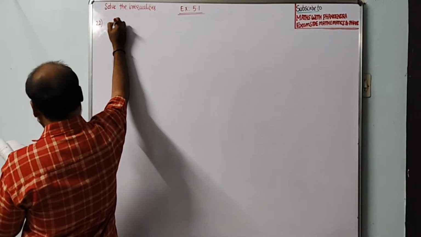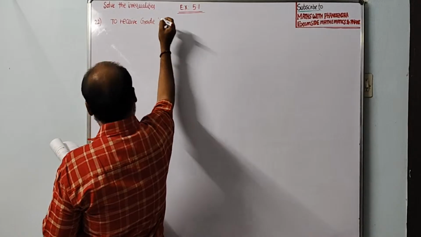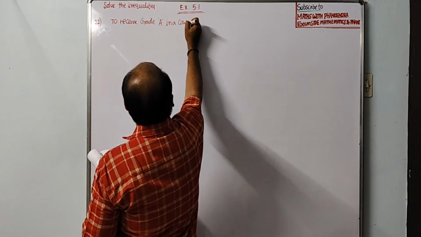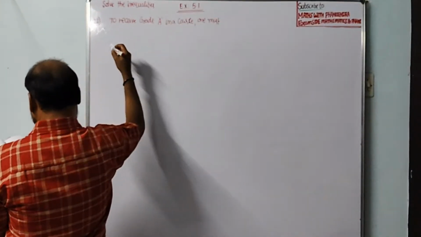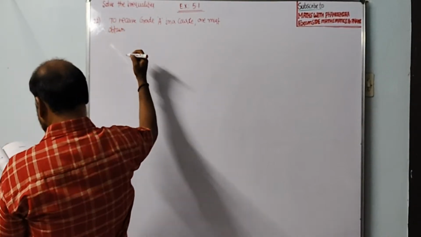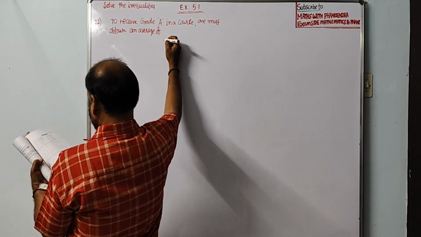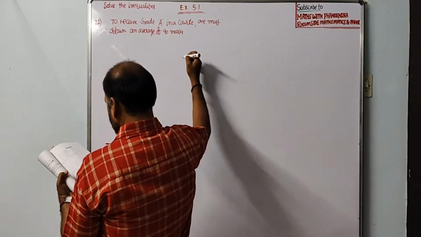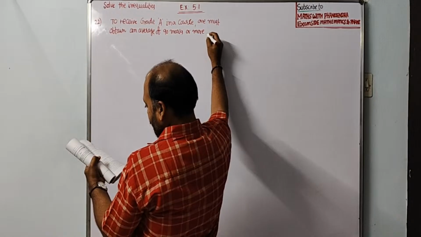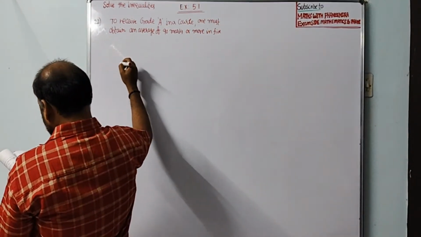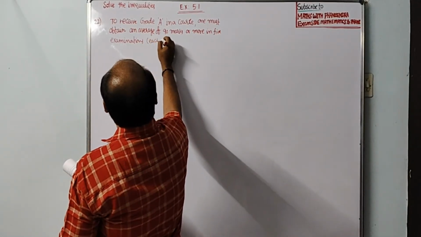Question number 22. To receive grade A in a course, one must obtain an average of 90 marks or more in 5 examinations, each of 100 marks.